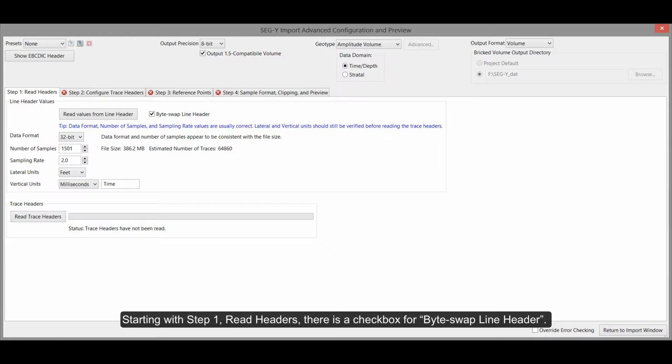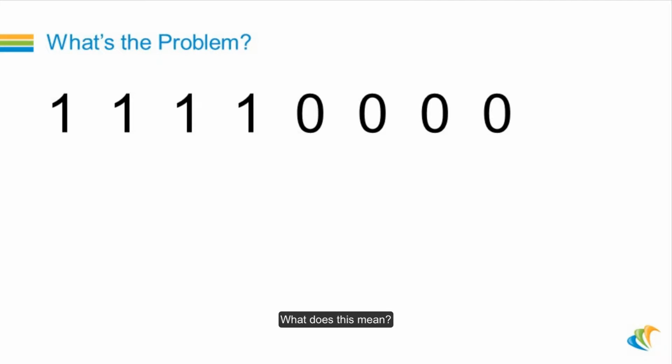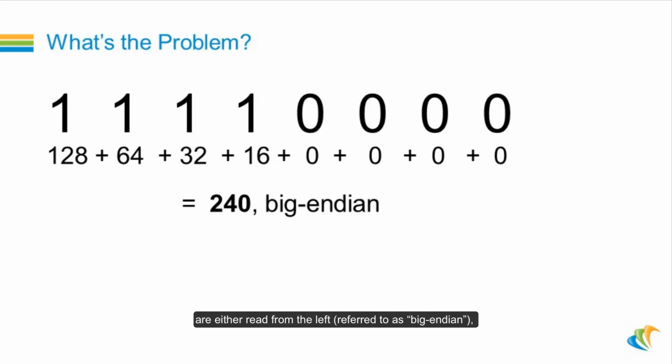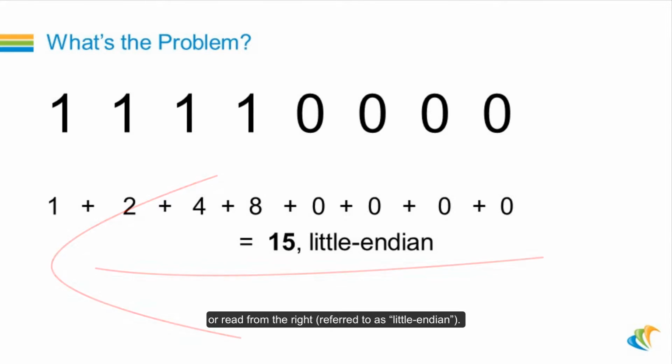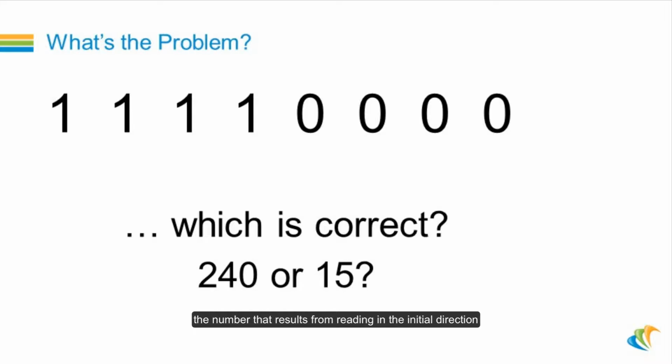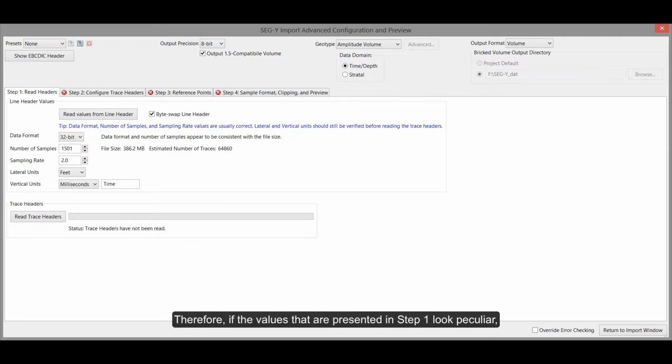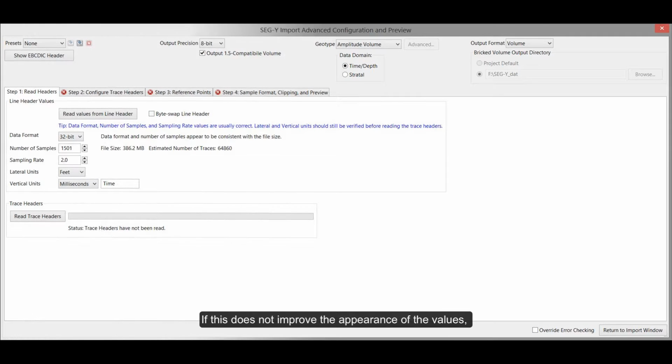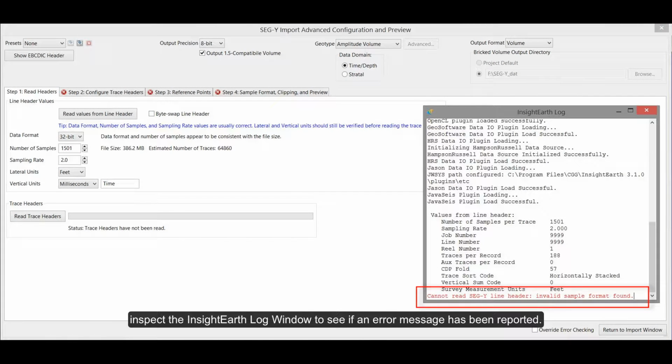Starting with Step 1, Read Headers, there is a checkbox for Byte Swap Line Header. What does this mean? Binary digits that represent the number are either read from the left, referred to as Big Endian, or read from the right, referred to as Little Endian. Since this order is important, the number that results from reading in the initial direction may or may not produce the expected results. Therefore, if the values that are presented in Step 1 look peculiar, selecting Byte Swap Line Header may help. If this does not improve the appearance of the values, inspect the InsightEarth log window to see if an error message has been reported.